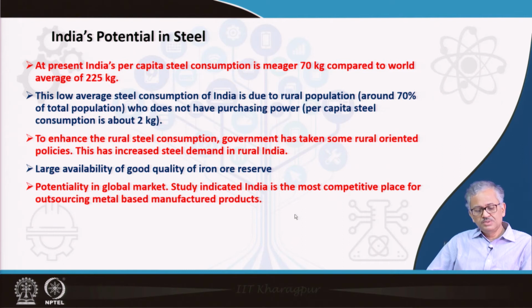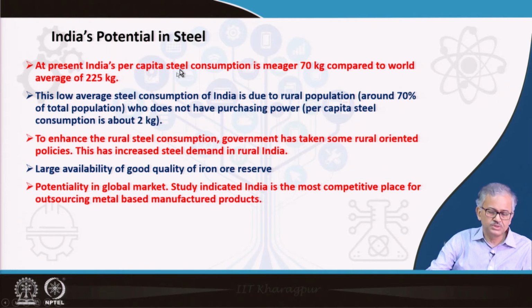A study at a business school in the USA showed that India is the most competitive place for outsourcing metal-based manufacturing products. So we can invite a lot of foreign direct investment here, produce the metal, then manufacture products and supply to others. So potentiality in the global market also exists. We have a huge domestic market. The only thing is that we have to utilize that.